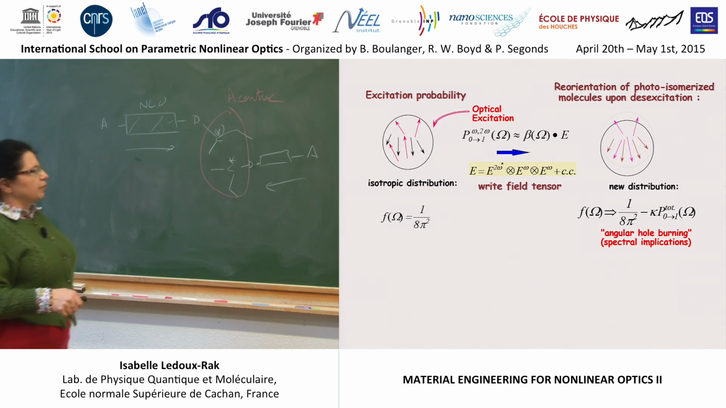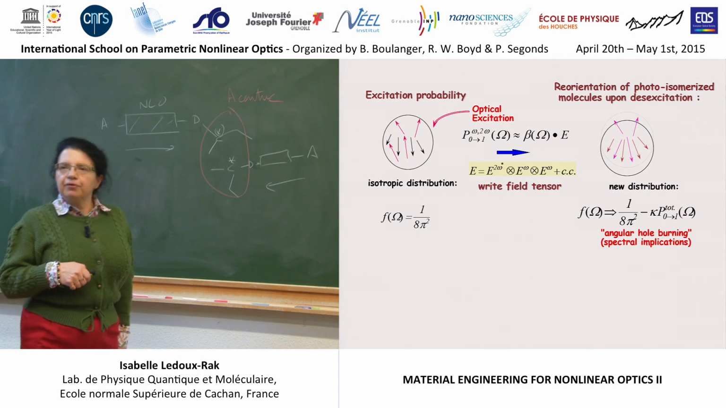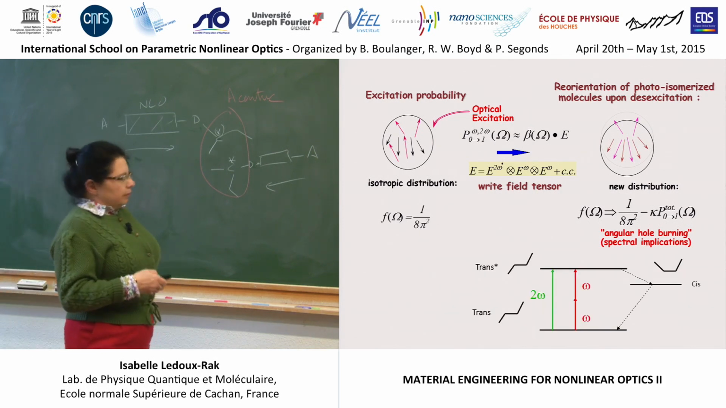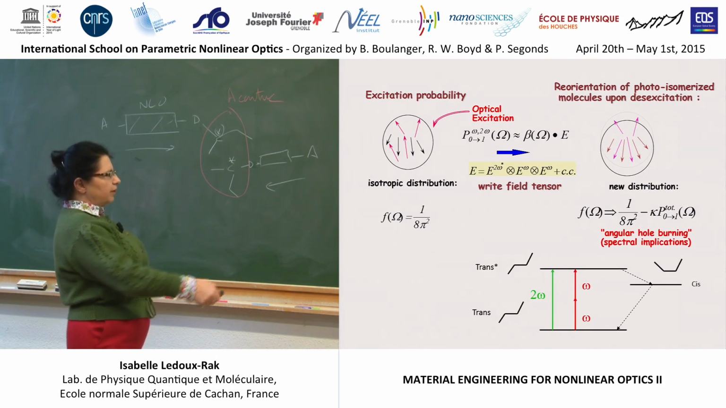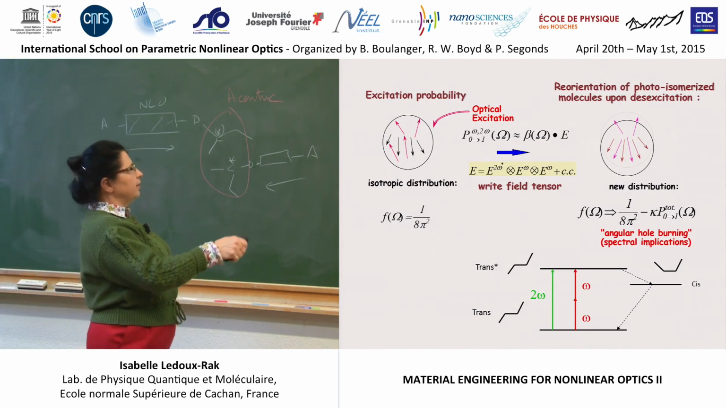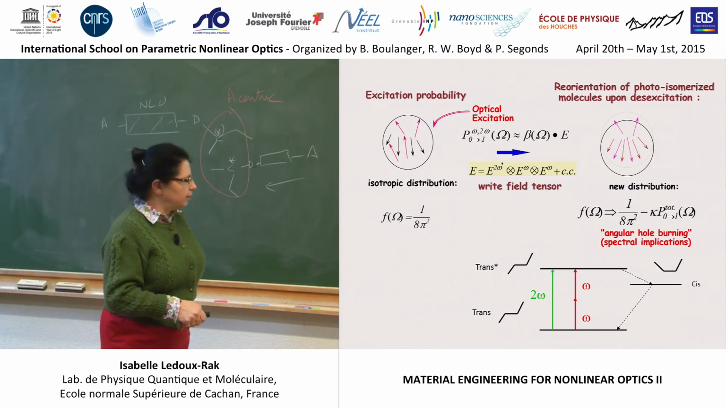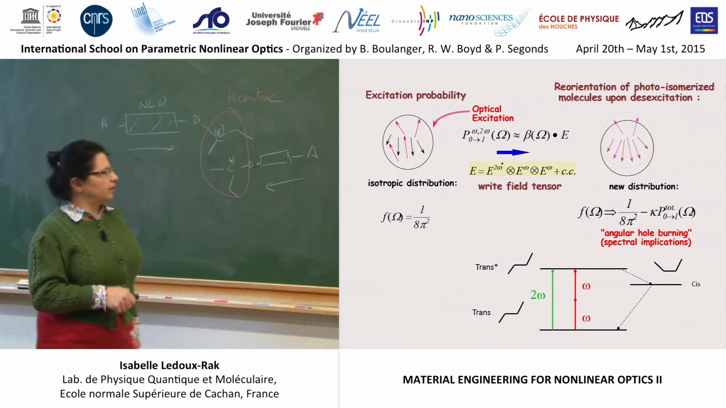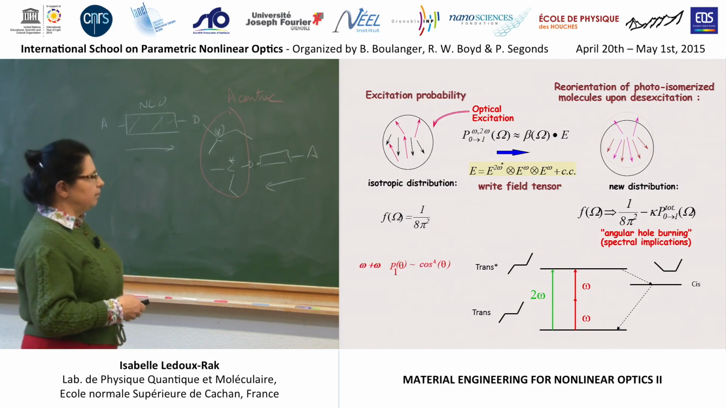This is named angular hole burning because we really select molecules as a function of their angular distribution. So this process is always the same, cis-trans organization, but here the fact that we have excited only these molecules is due to the fact that excitation is performed simultaneously by one-photon transition and two-photon transition. And this is absolutely necessary to be able to excite only this set of molecules.